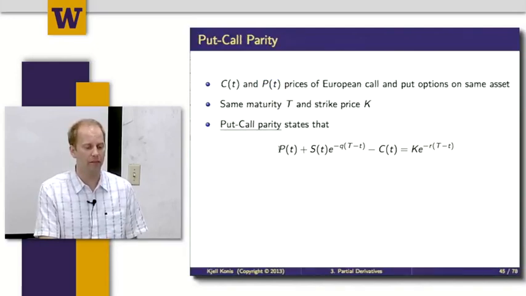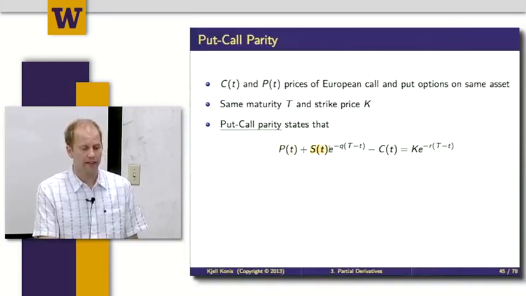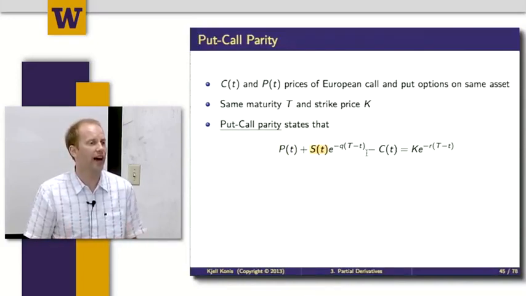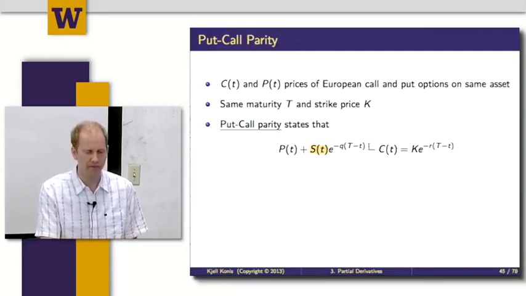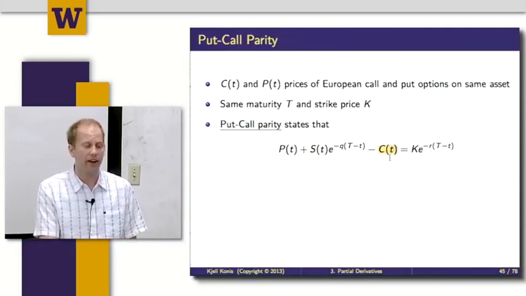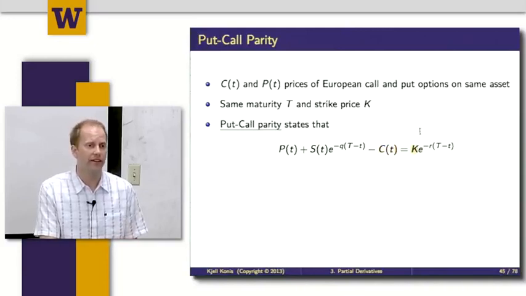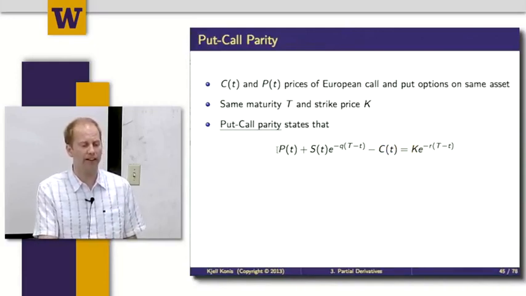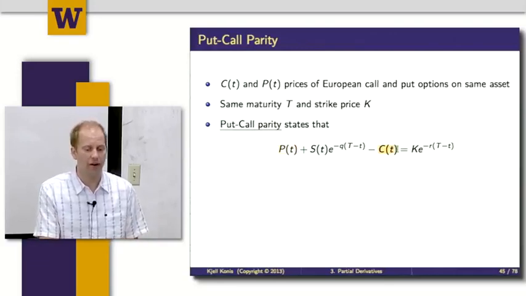And it just says that the price of the put option plus S times e to the minus q(T minus t). So it's basically, this is just what the asset's going to be worth. If it's paying some dividends, it's going to be a little bit more. Then minus the value of the call option has to be equal to the discounted value of the strike price. And so what we're really trying to do here is relate the put price and the call price.